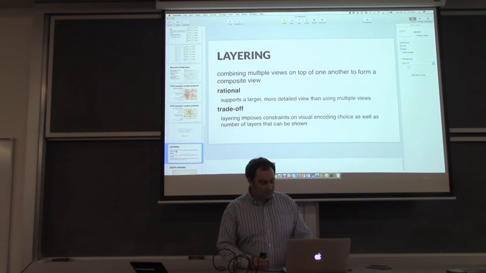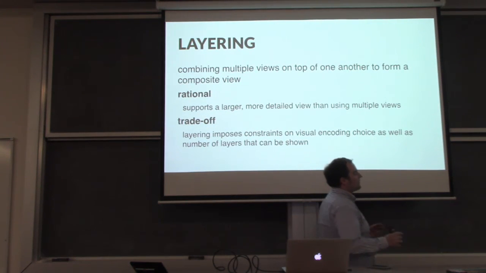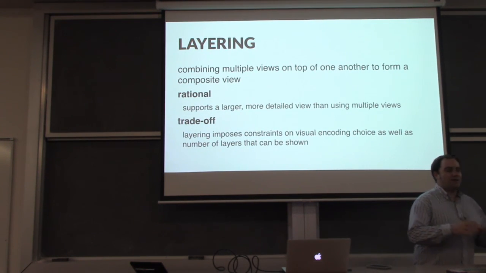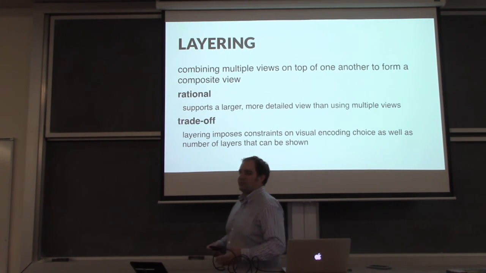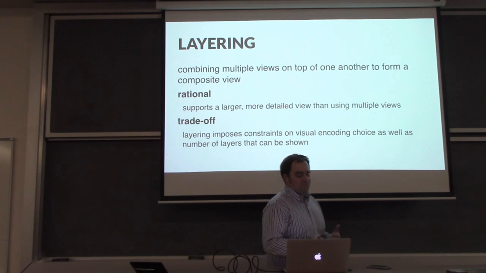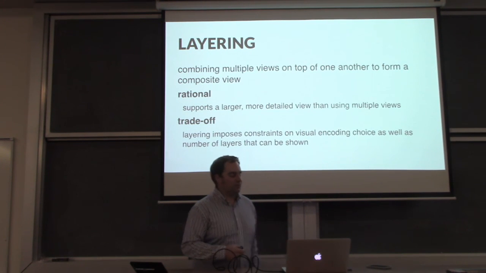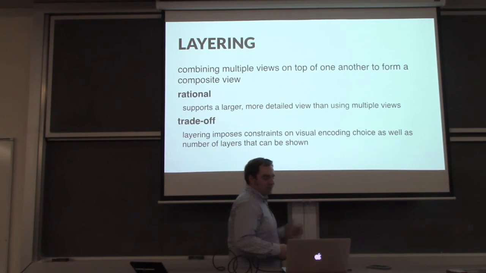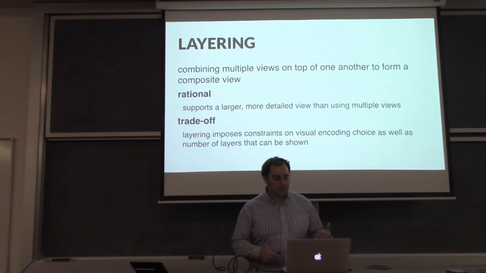So to conclude, let me briefly talk about layering. Up to now, we've always talked about dividing things up into multiple views, but of course you can also combine multiple things in one view. There are obvious examples, like very similar data, but you can also combine different data into one view. The rationale here is that we can support a larger, more detailed view than using multiple views.